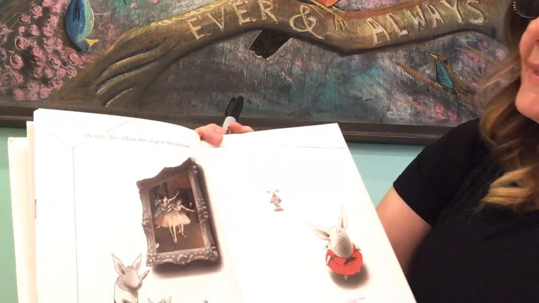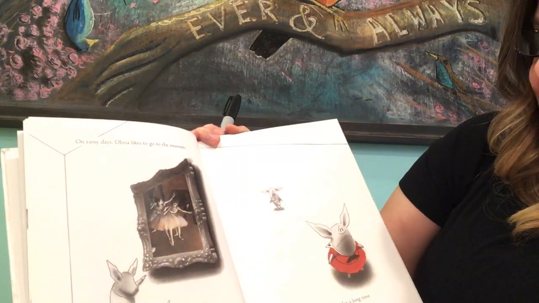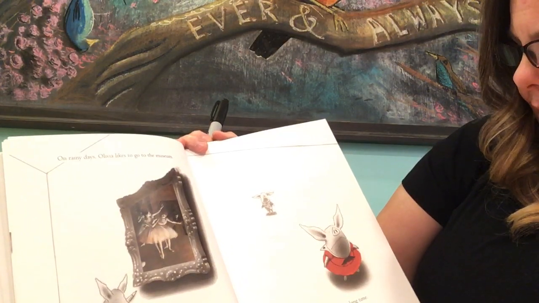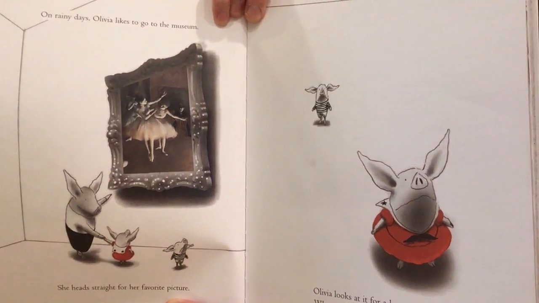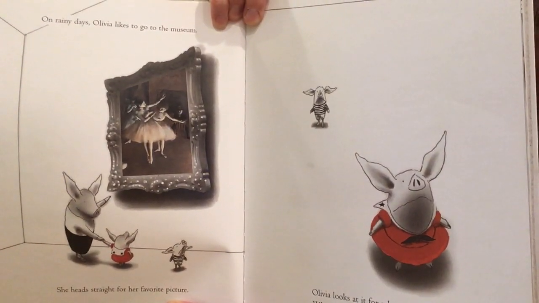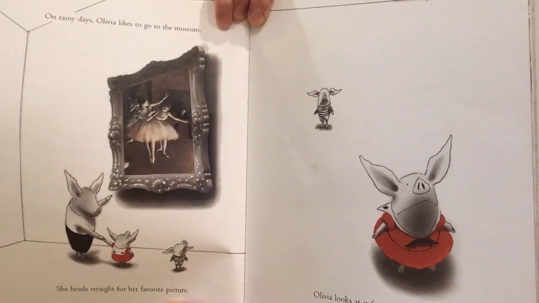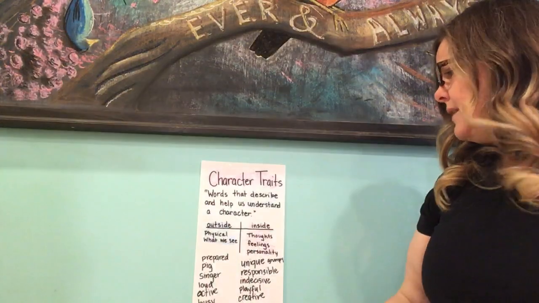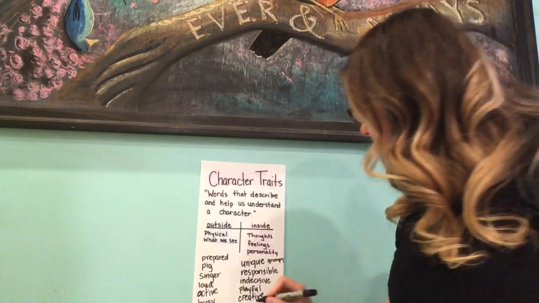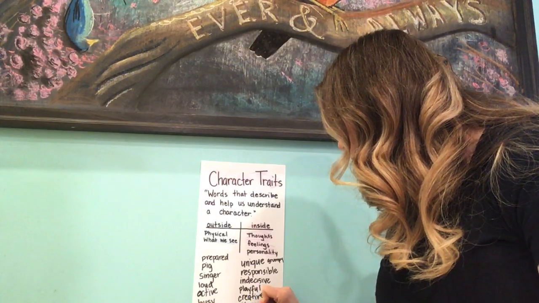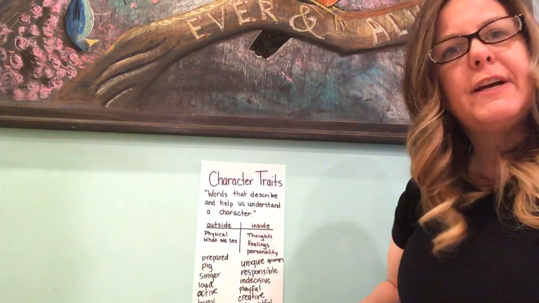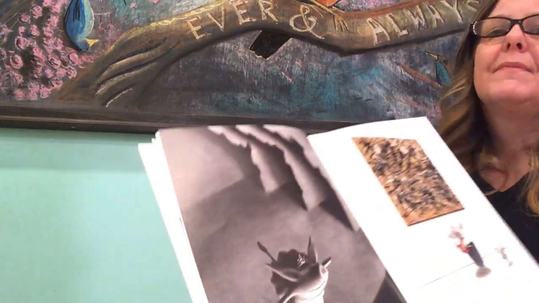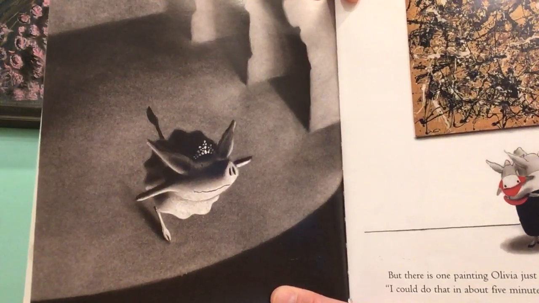On some days, Olivia likes to go to the museum. She heads straight for her favorite picture. Olivia looks at it for a long time. What could she be thinking? What do you think she's thinking as she looks at that picture of the ballerinas? I'm going to say that she's thoughtful. Full of ideas. And look, that's what she's thinking. She's thinking of herself as the ballerina on the stage.